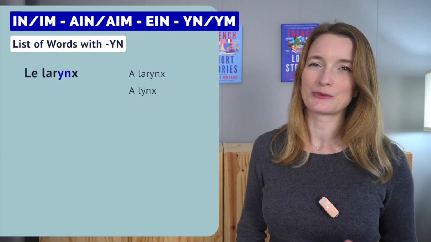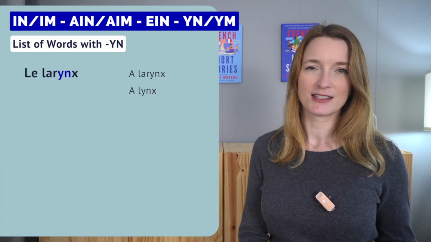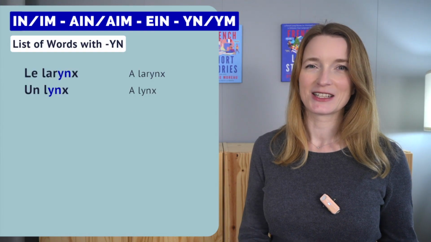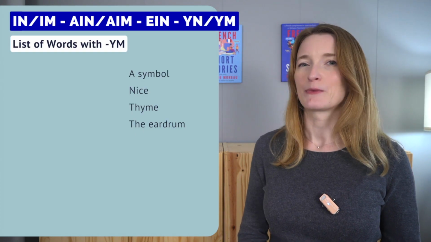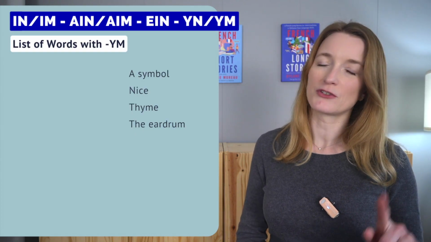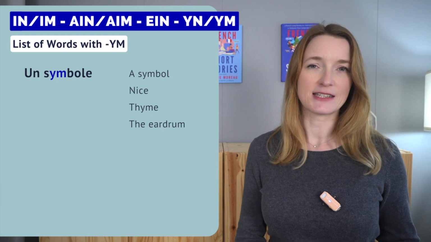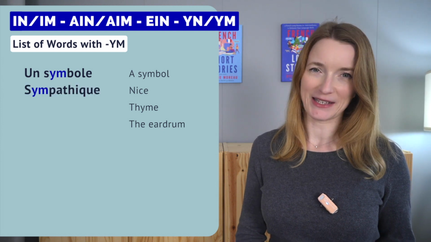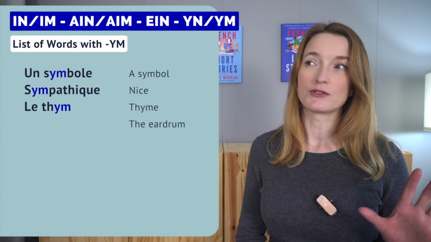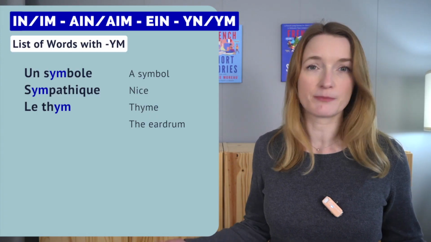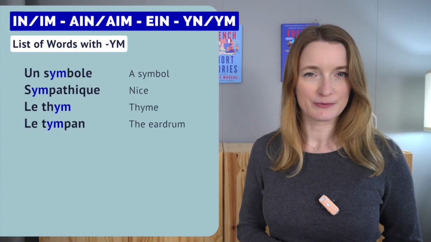Y-N, two words: le larynx, un lynx. Y-M, which comes before B or P in a specific one: un symbole, sympathique, and then le teint, which is at the end, but that's just how it's spelled, and then we have le tympan.